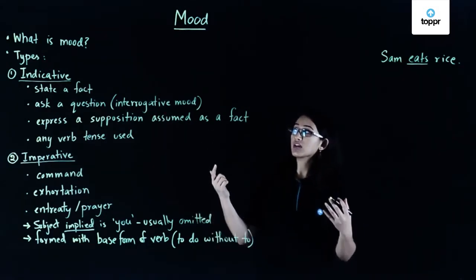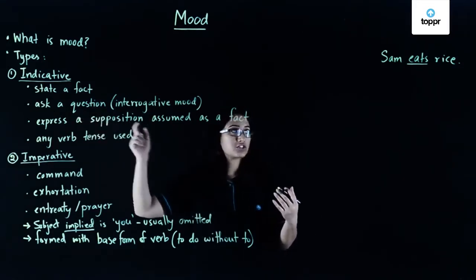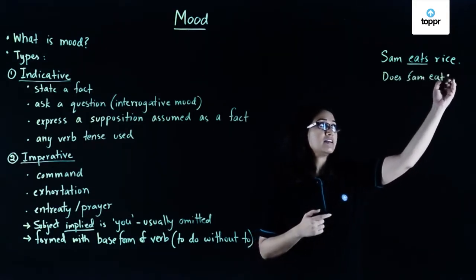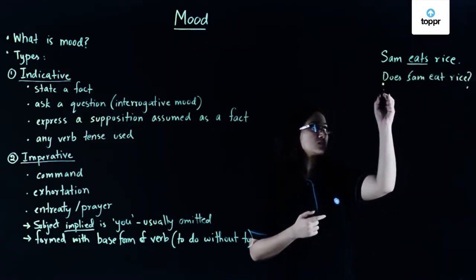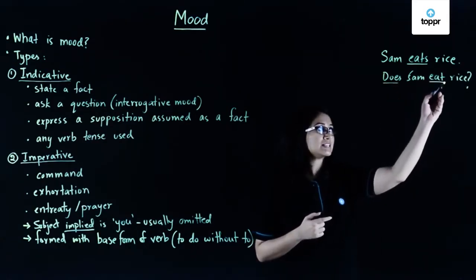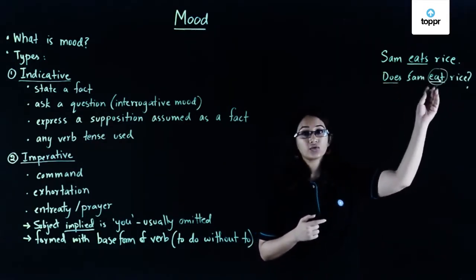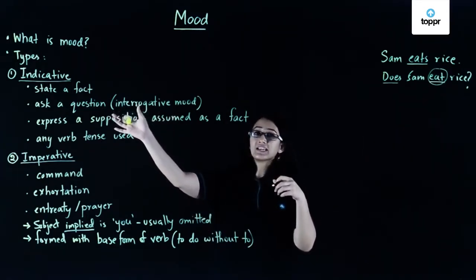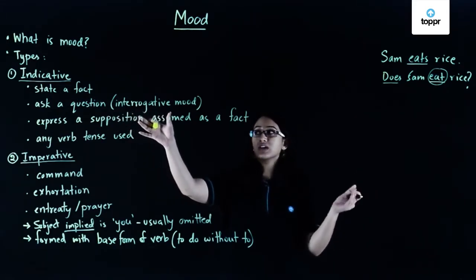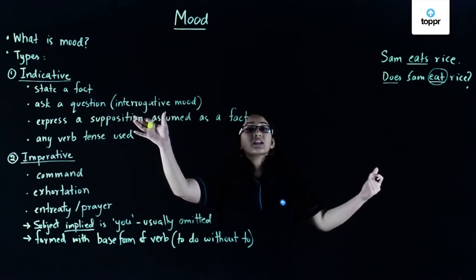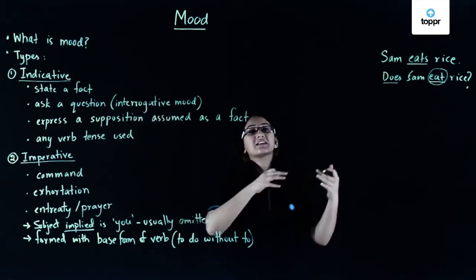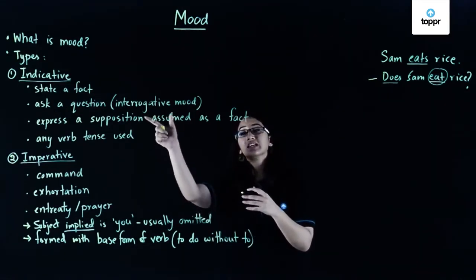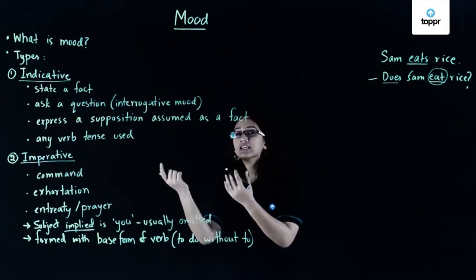We can also use indicative moods to ask a question. So we can say, does Sam eat rice? So here we are using does, which is also a verb, and eat, which is also a verb, in order to ask a question. Now, sometimes we can split the indicative mood into a smaller part known as an interrogative mood, and these would only include the verbs which are asking a question. So this sentence here could be said to be in the interrogative mood as well as the indicative mood.